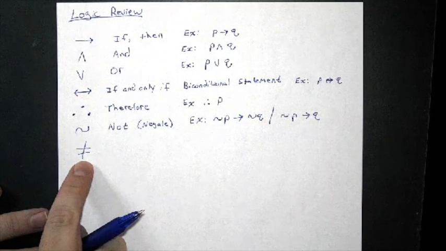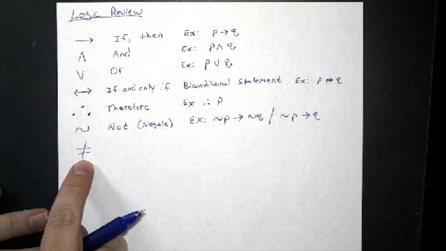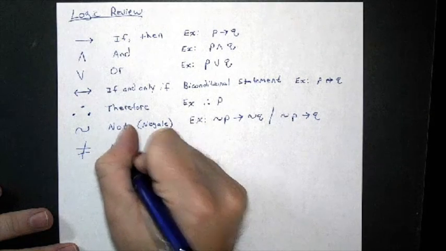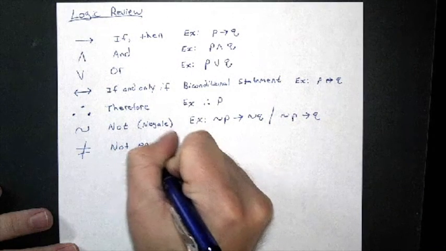And our last symbol we did not talk about in this unit, but it is on the test, and I know you've seen it before in other classes. This is the symbol for not equal.